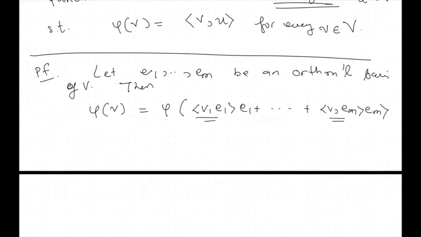Here, these are our scalars. Of course, because of the property of being a linear map of our linear functional, we can put our inner products of V with e_1 outside, and then get the linear functional applied to the orthonormal basis elements e_j. Of course, what can you do? What can you observe?